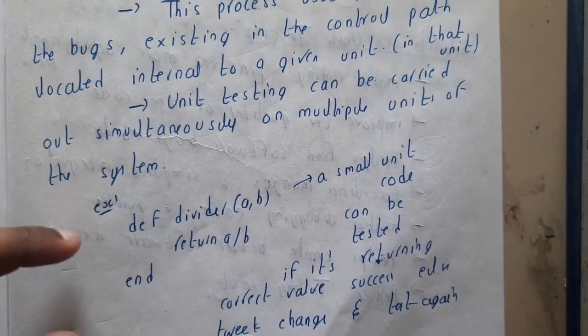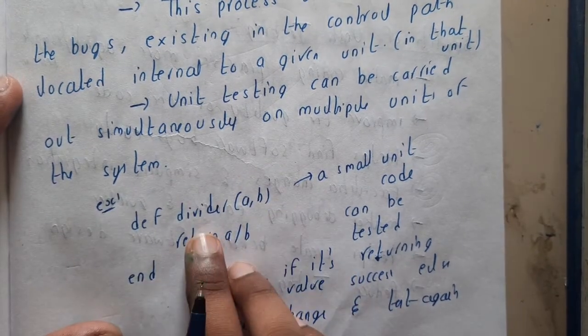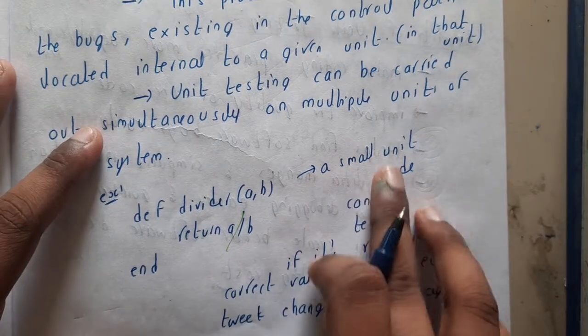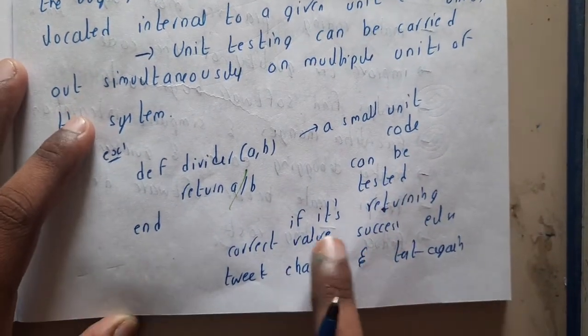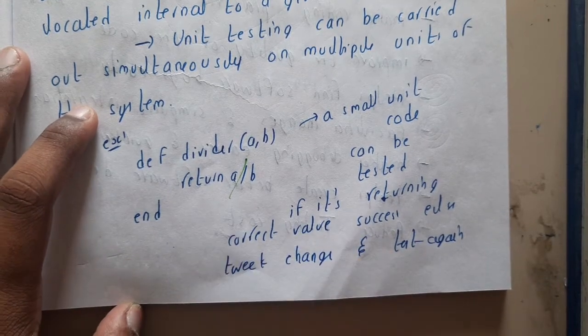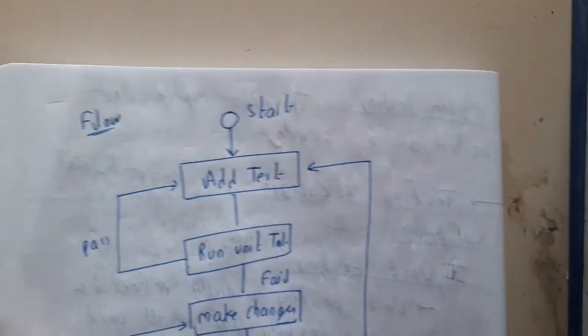Let us take a small example. This is a small unit. We wrote a definition for divide, guys. It's nothing but dividing a by b and returning the value. So a small unit of code can be tested to check if it returns the correct value successfully, else tweaks are done and testing is done again and again. Basically you will be removing the bugs, guys, or errors, you can say.